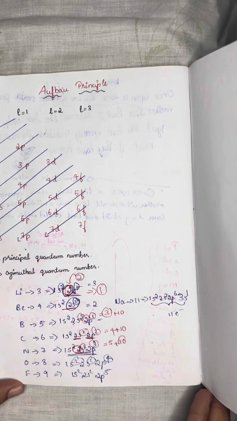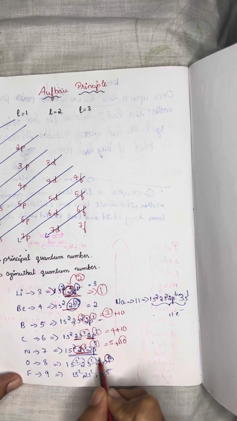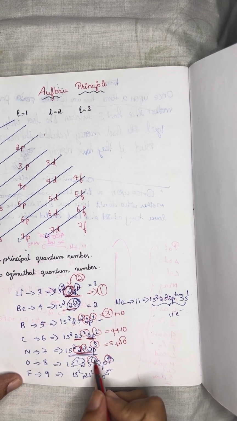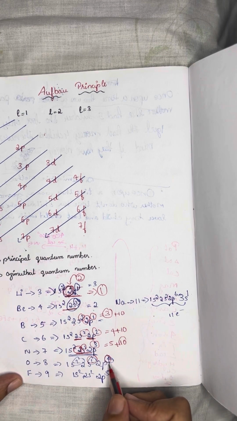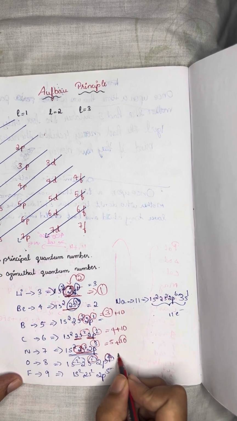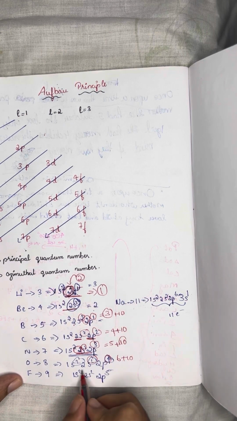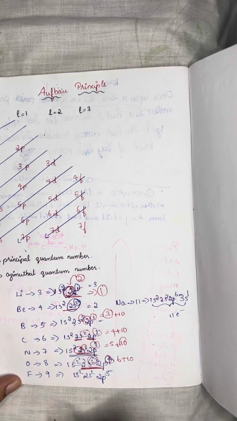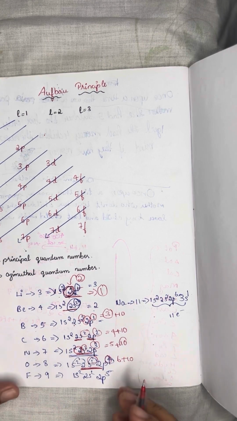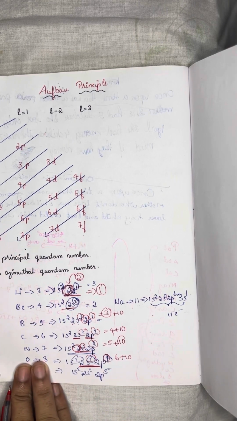Okay, next is oxygen. For oxygen, 4 plus 2 is equal to 6. So it has 6 electrons in the outermost shell. So 6 plus 10 is equal to 16, it belongs to the 16th group. And the second shell is the outermost shell, so it belongs to the second period. Similarly, you can go for all the elements present in the periodic table.